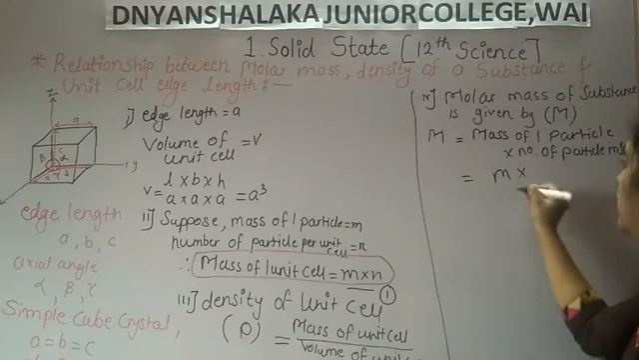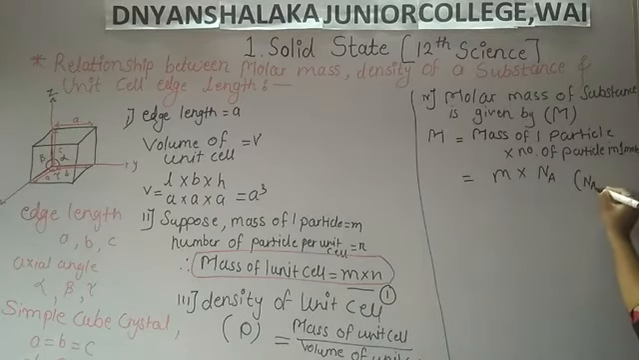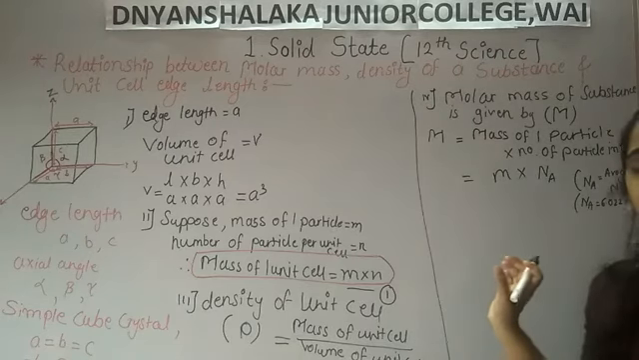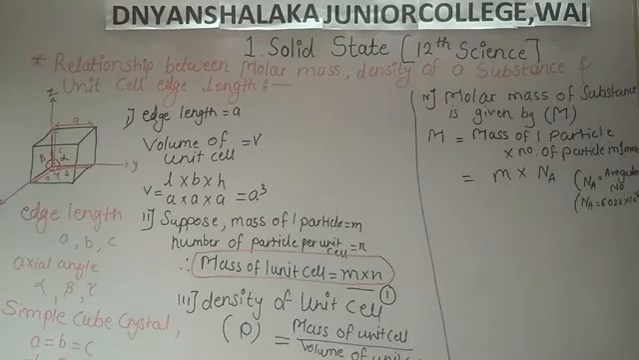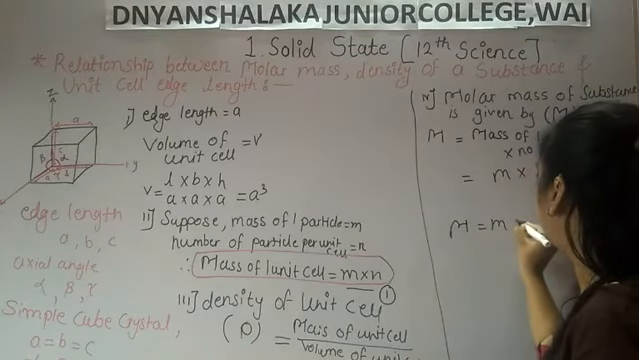So we put n means Na. So Na means Avogadro number. Na which is equal to Avogadro number. So Na value which is equal to 6.022 into 10 raised to 23 particles, molecules. This Na value, Avogadro constant, we study in 11th standard. So just recall. So molar mass formula we get M which is equal to m into Na.